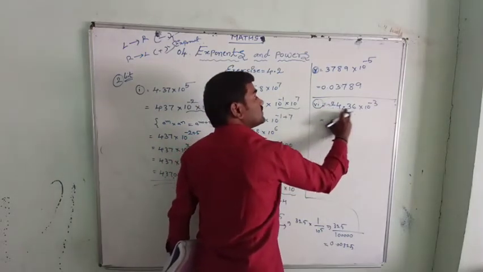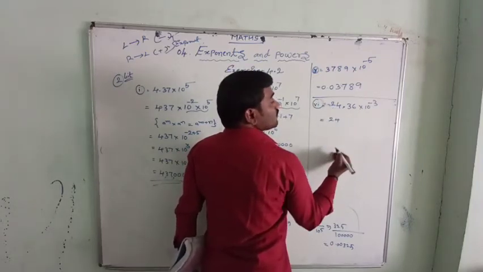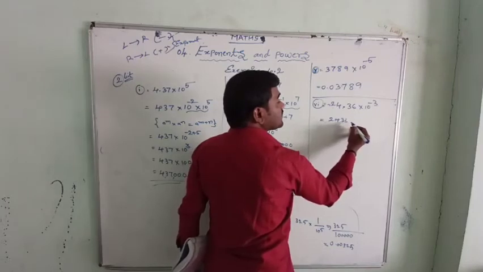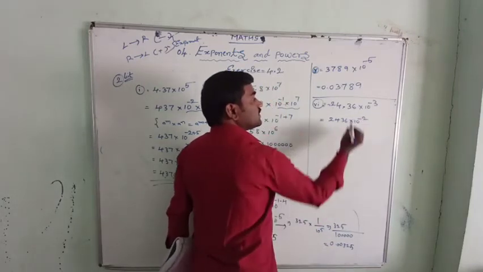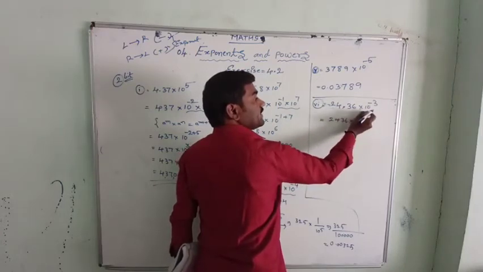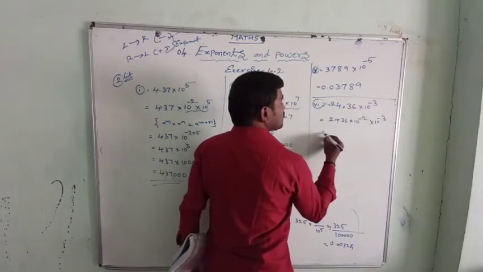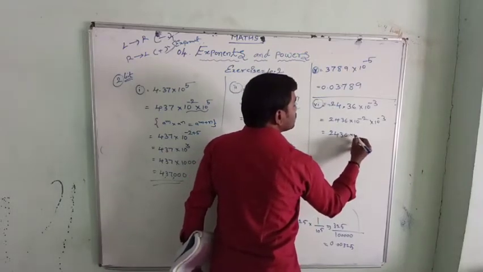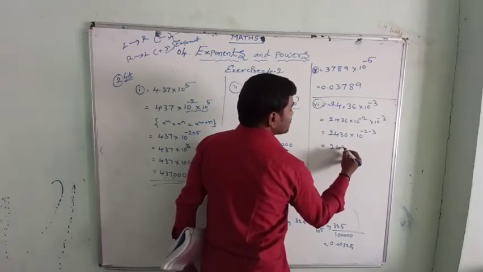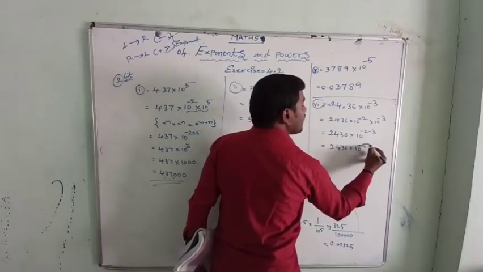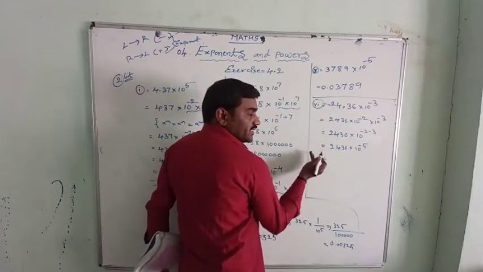Or else, see that, you write now 2, 4, 3, 6 into 10 to the power of minus 2. See that this decimal is moving from left to right. So we get minus, into 10 to the power of minus 3. So completely 2, 4, 3, 6 into 10 to the power of minus 2 minus 3, that equals 2, 4, 3, 6 into 10 to the power of minus 5. So there should be 5 digits after the decimal here.